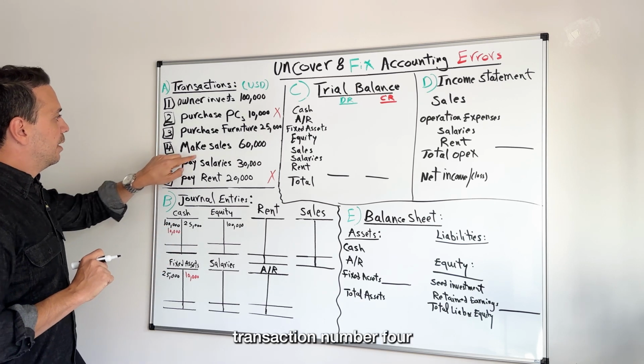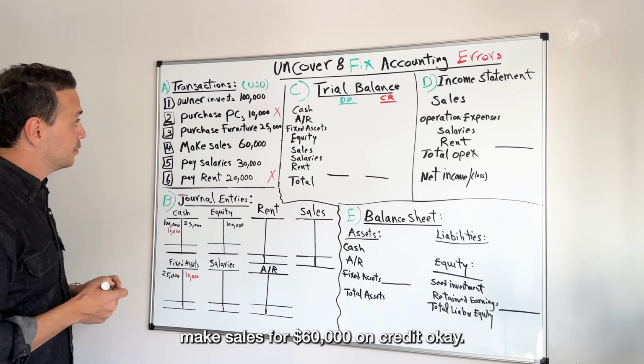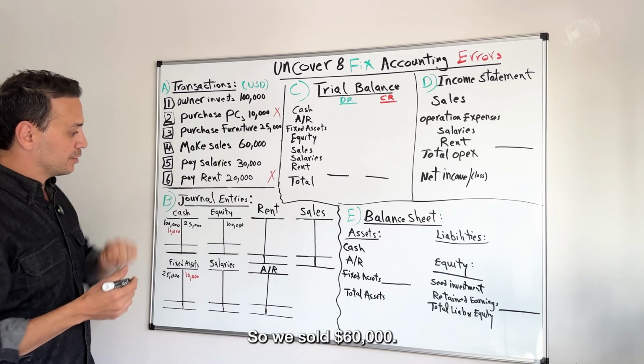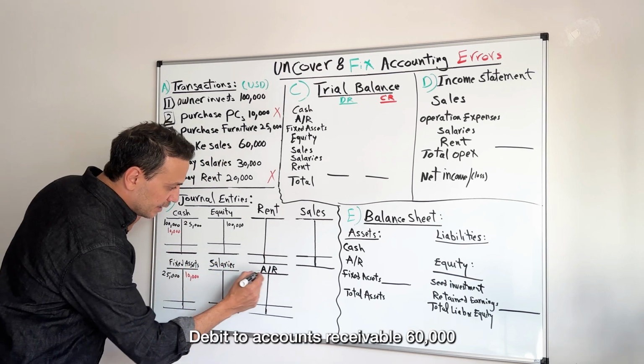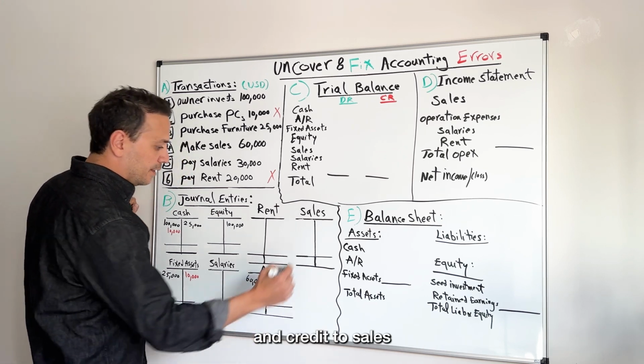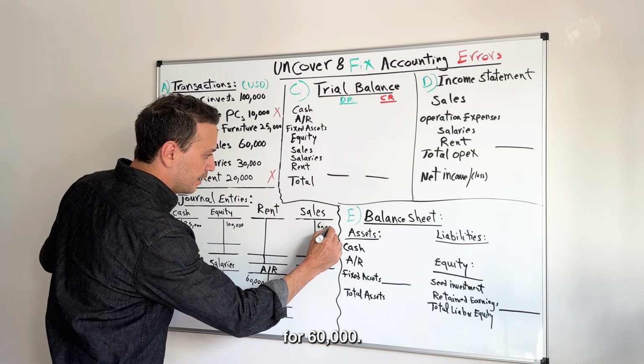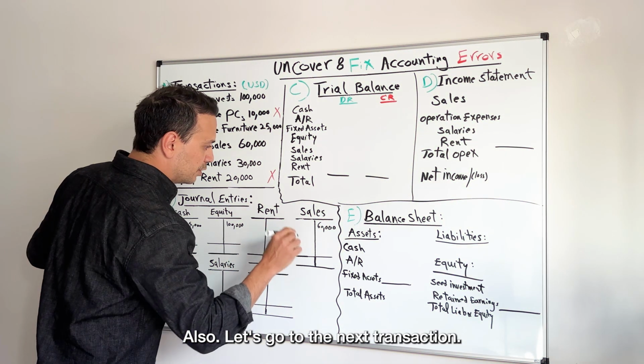Transaction number 4, make sales for $60,000 on credit. Okay, so we sold $60,000, easy, okay. Debit to accounts receivable, $60,000, and credit to sales for $60,000 also. Let's go to the next transaction.